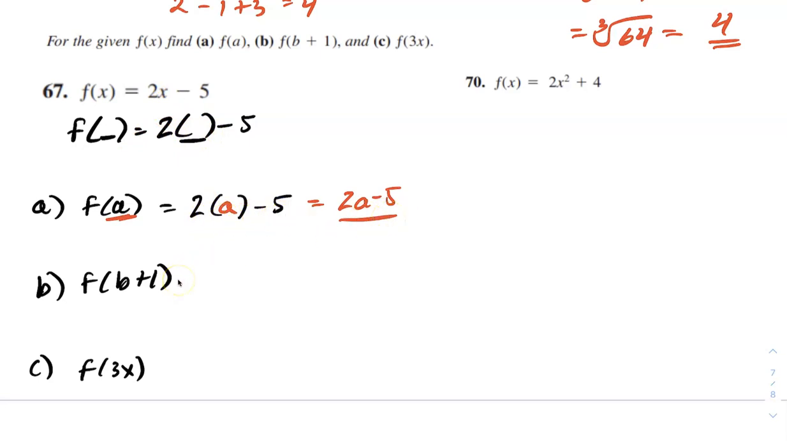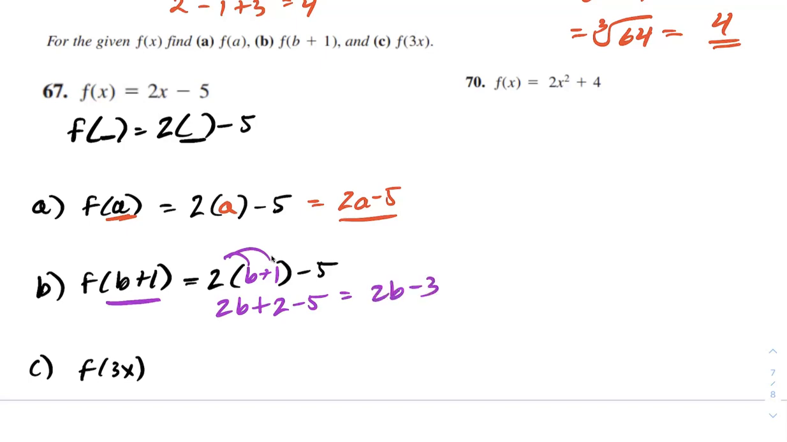Same thing for the next one. F of x in this case says 2 times something minus 5. The something in this case is b plus 1. So like that. And all we're going to do is simplify this. So distribute: 2b plus 2 minus 5 equals 2b minus 3. That's what f of b plus 1 is.